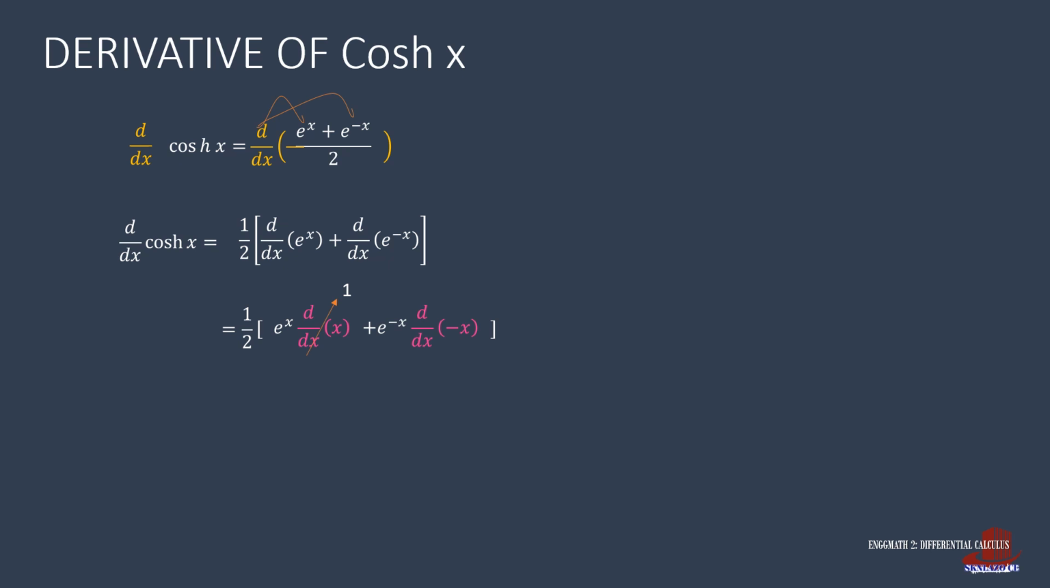The first chain rule term is equated to 1, and the second is negative 1. Simplifying the whole term into half of e raised to x minus e raised to negative x. This is the exponential form of hyperbolic sine. Thus, the derivative of hyperbolic cosine is hyperbolic sine.